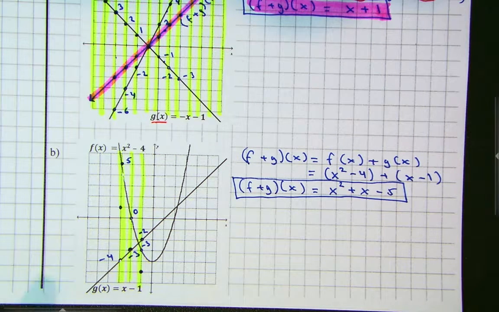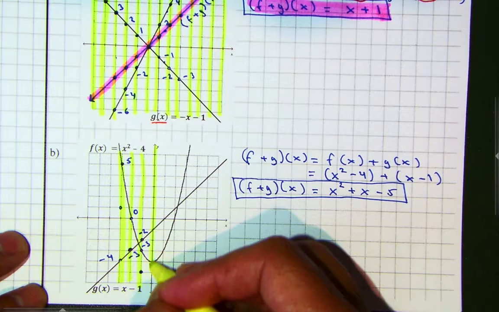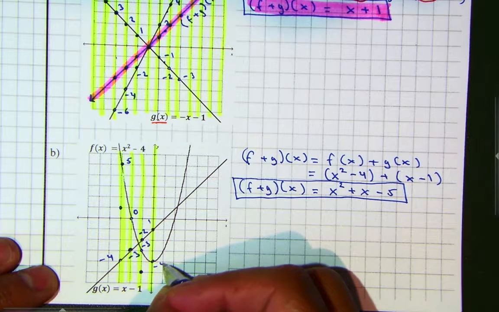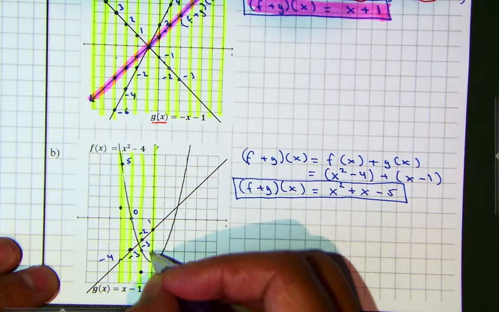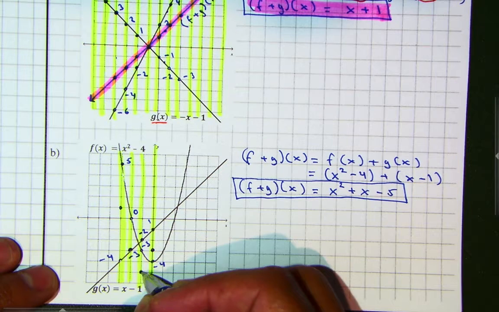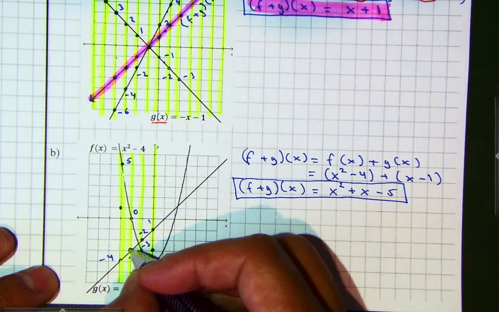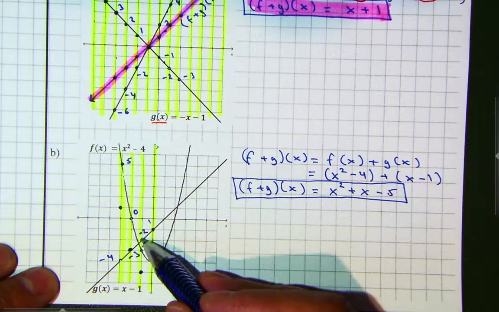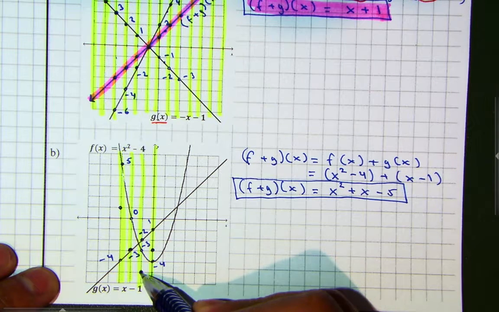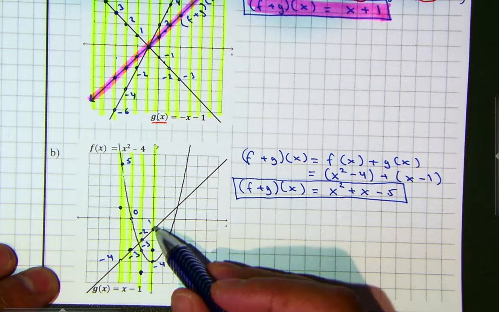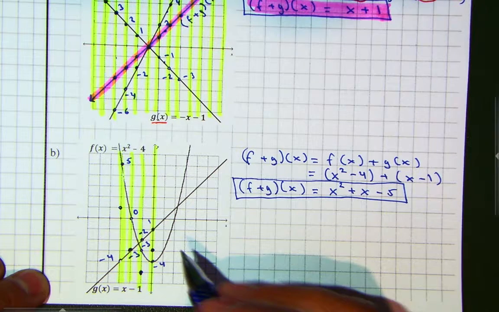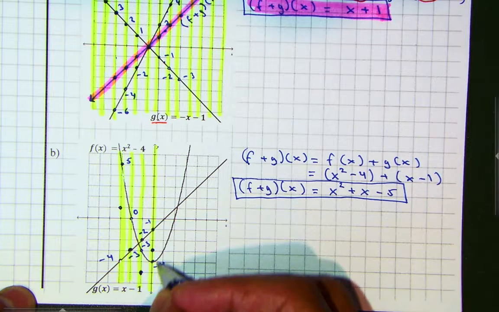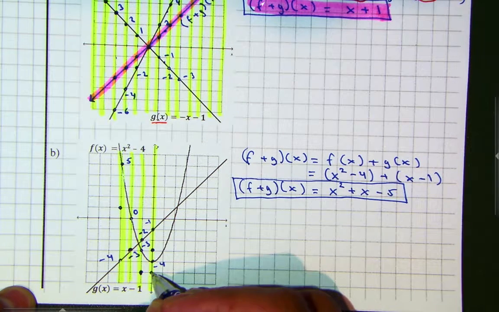On the next point, at 0, the y value is 1 and the y value is -4. 1 plus -4 is -3. So it's this point here, that point here, that point here. Let me just double check. No, this is incorrect, right? There was a point. This is -1 plus -4 is -5. There you go. That makes a little more sense.